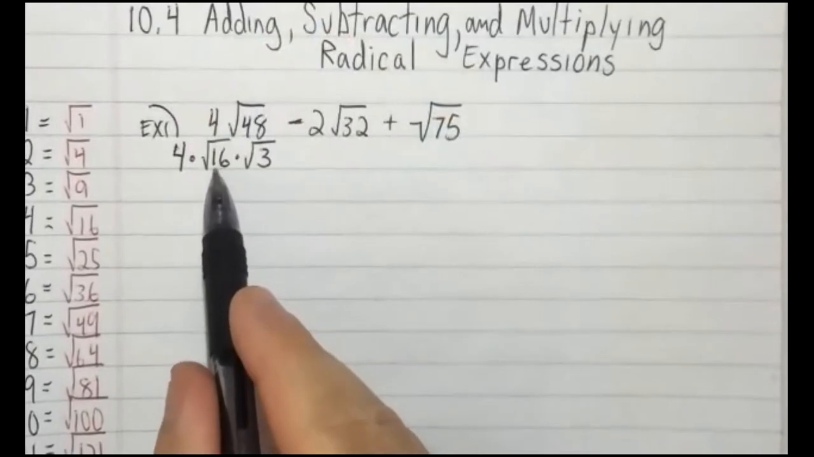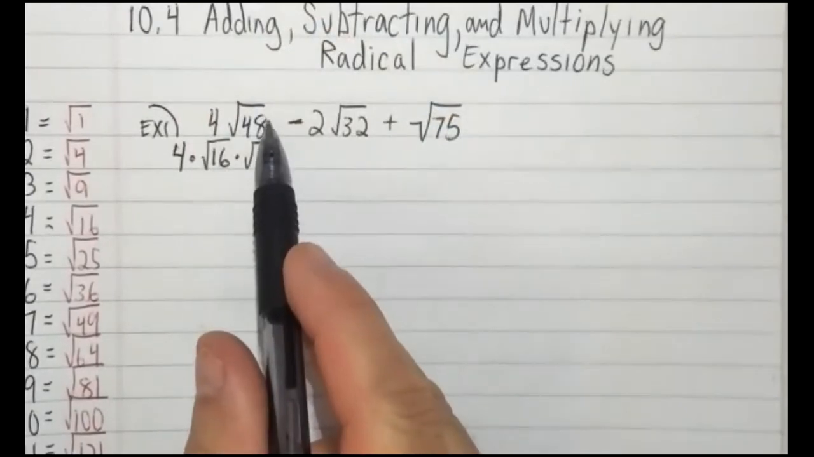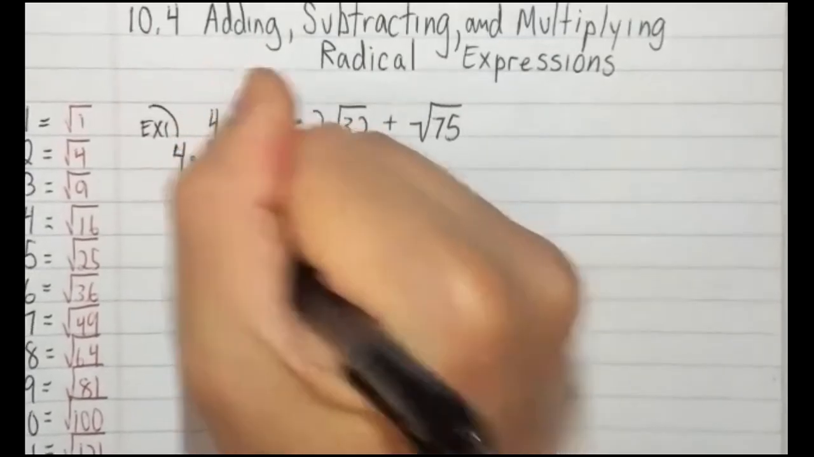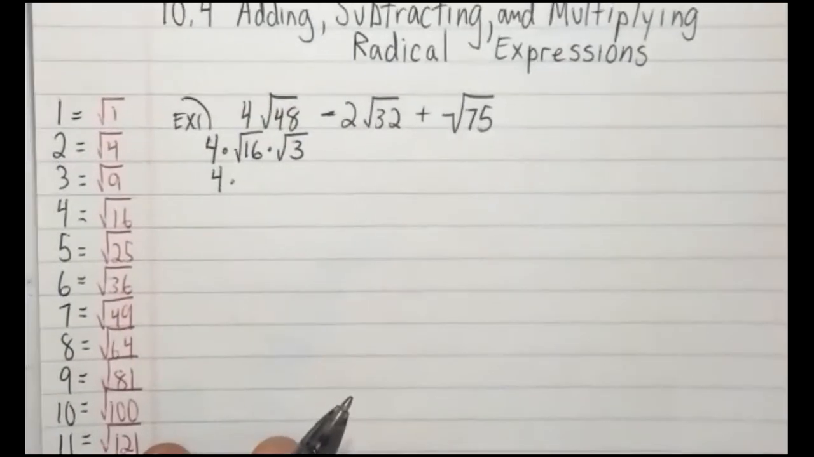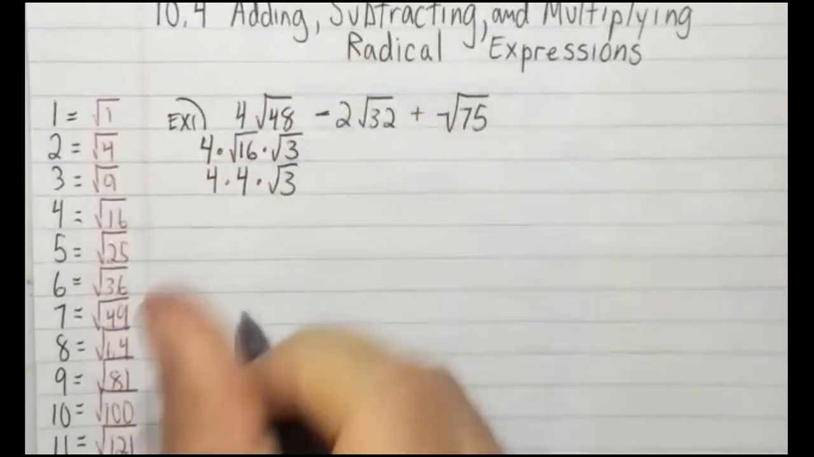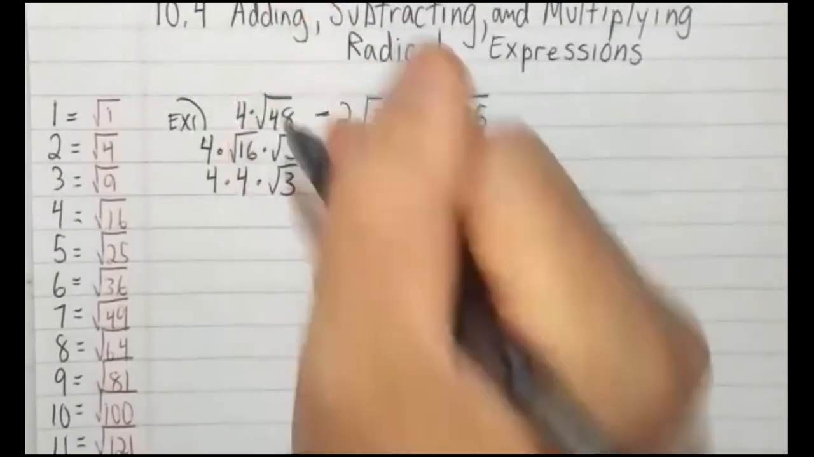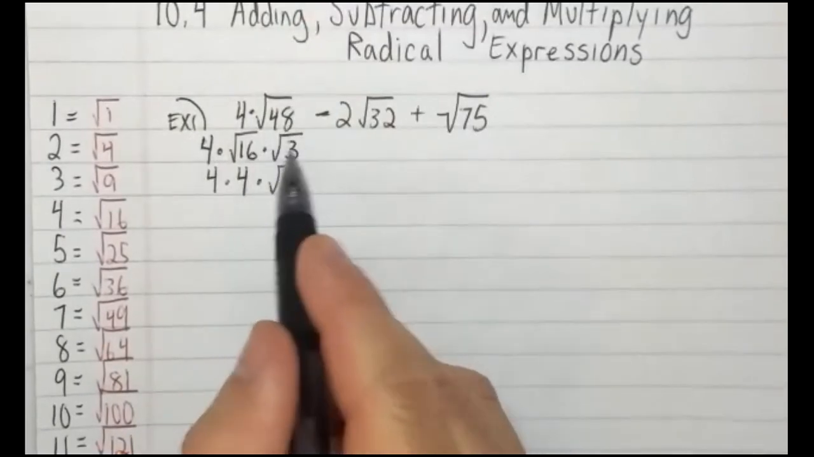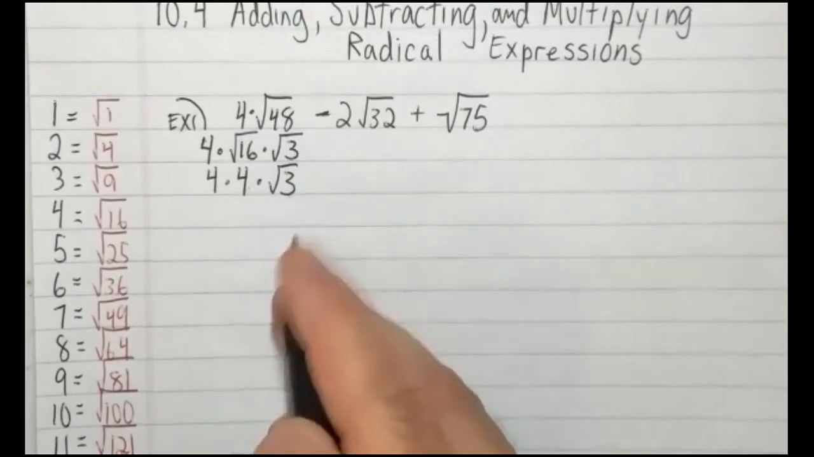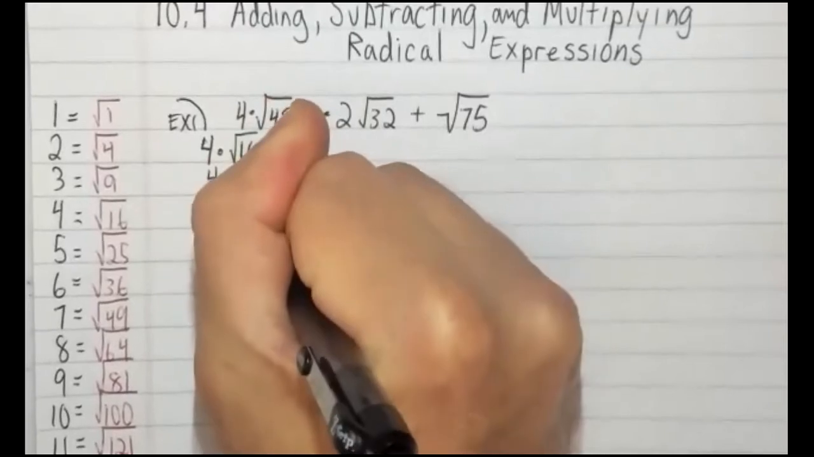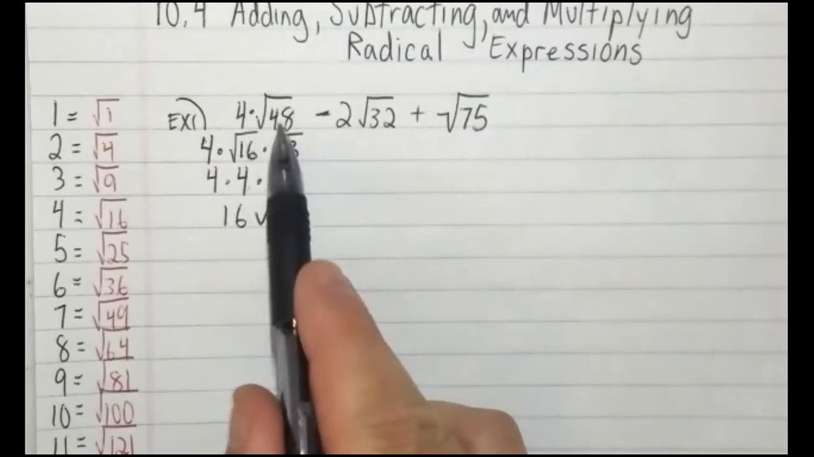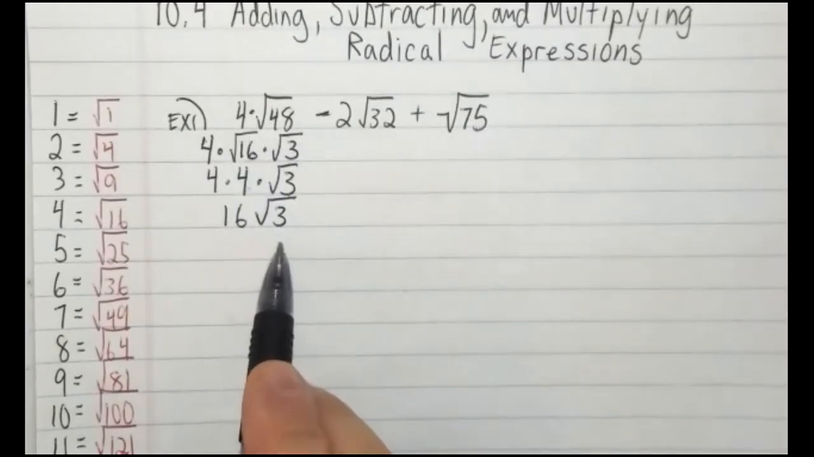I always want to put the perfect square first. 16 times 3 would give me back 48. So I put my perfect square first because that 16 turns into the 4. So remember, I had the 4 out in front, which again is multiplying. I rewrote the 48 as 16 times 3. The square root of 16 turns into 4. So now I have 4 times 4 out here and the square root of 3. And this is what that'll look like. So the 4 square root of 48, after I simplified it, turns into 16 square root of 3.